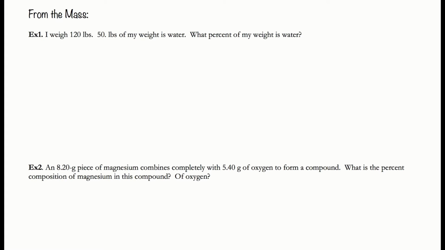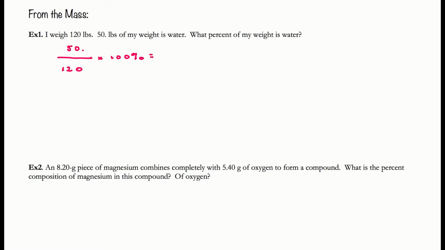In this problem, it says I weigh 120 pounds, let's say. 50 pounds of my weight is water. What percent of my weight is water? Well, to determine the percent composition of me that is water, I'm going to take the weight that is water, which is 50, what I'm concerned about, and divide it by the total, 120. I multiply by 100%, and that will tell me what percent of my body is actually just water.